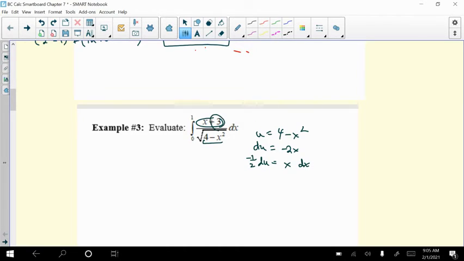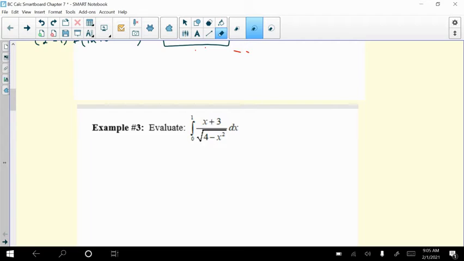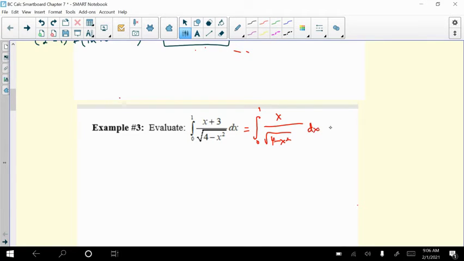it doesn't account for this extra 3. But if it's just a 3, if it's just something you're adding, the technique here is that we separate it into two separate integrals. So I'm going to erase this, and I'm going to break this up into a sum of two integrals. That's sort of like our next strategy. So it's still going to be the integral from 0 to 1 of x divided by the square root of 4 minus x squared dx, plus the integral from 0 to 1 of 3 divided by the square root of 4 minus x squared dx.